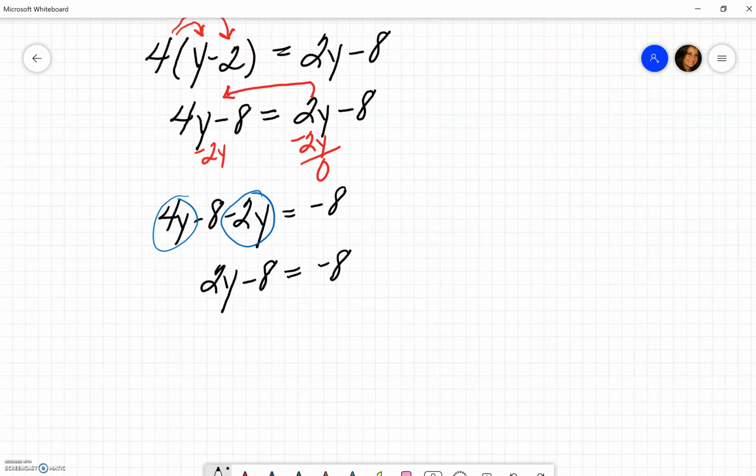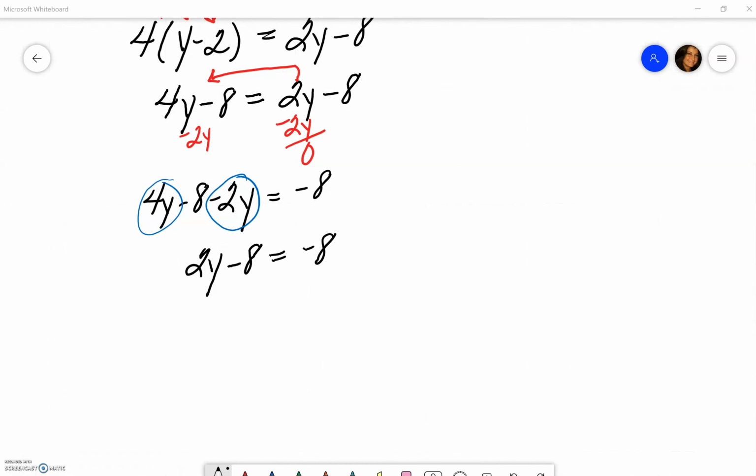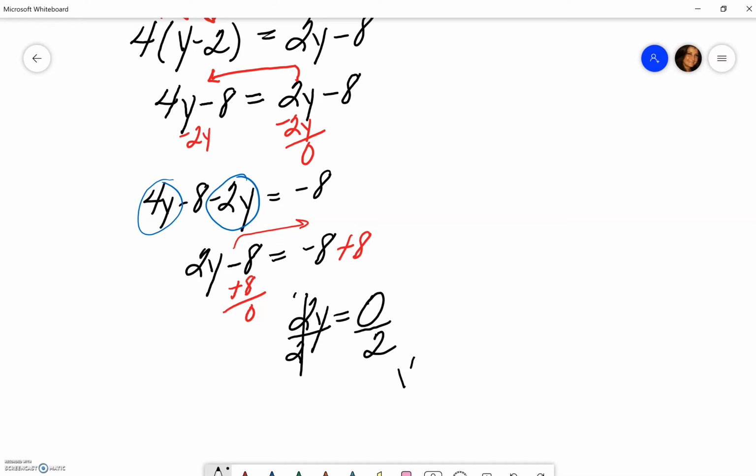All right, now what we want to do is take this negative 8 and move it over. So I'm going to add it so it'll zero out. What you do to one side, you must do to the other. So on this side, we end up with 2y equals, and then negative 8 plus 8 will give you an answer of 0. But that's okay, because when we divide out the 2 on this side and we divide it out on the other side, our final answer will be y equals 0.